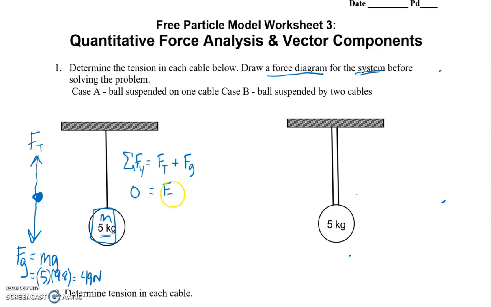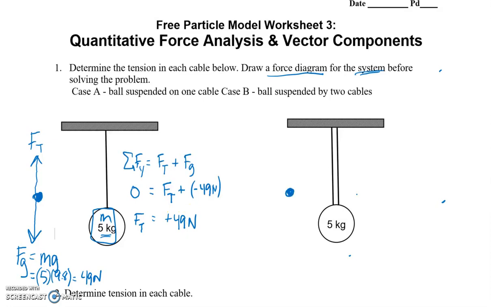Tension force, I'm pretending I don't know. Gravitational force, we just discovered, was 49 newtons, but it's downward, so you have to put the proper sign in. And now if we solve this for tension force, we bring the negative 49 over to the other side, making it a positive 49 newtons is the tension force.